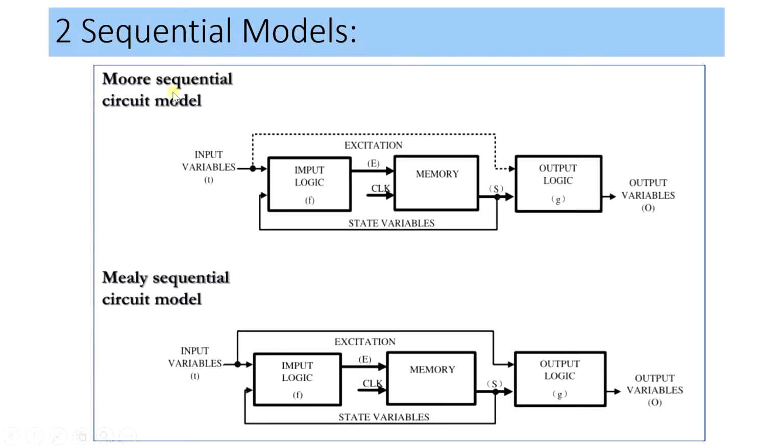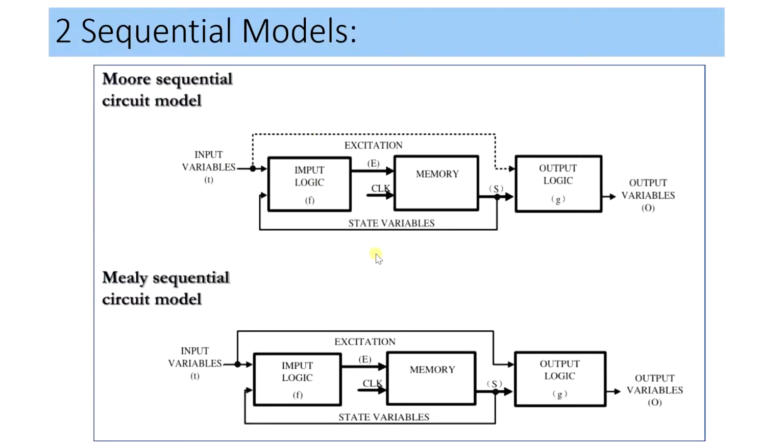If you compare the Moore sequential circuit model with the Mealy sequential circuit model, you will observe that it is exactly the same, but the difference lies in the relationship between the input variables and the output logic. Here it is indicated by a dotted line. The dotted line basically means that there is no connection. So the main difference is that there is no relationship between the input variables and the output logic in the Moore sequential model.